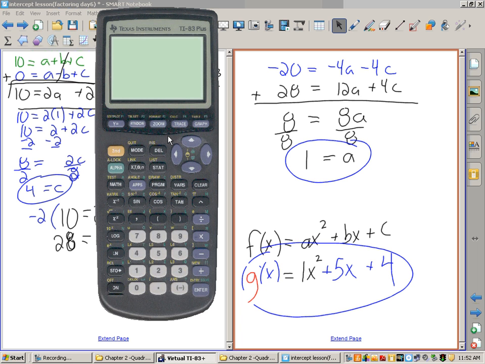I'll ask you to do 2 of them long-handed, and 1 of them using your calculator. You can always use your calculator quickly. All right, so to use your calculator here.